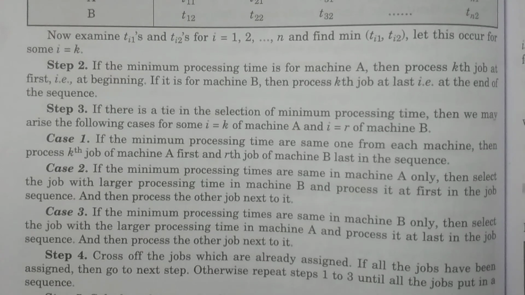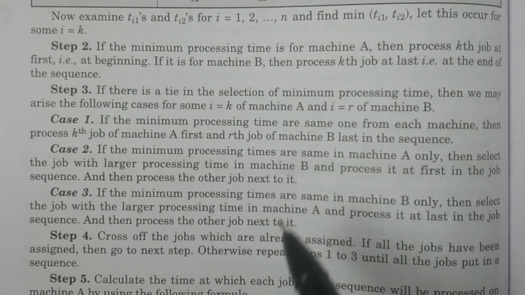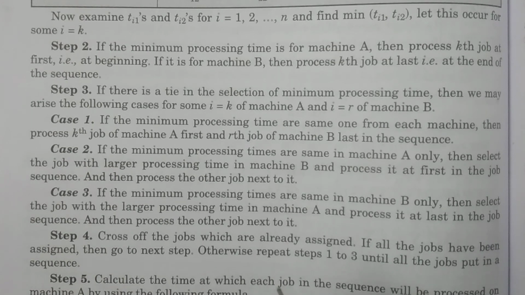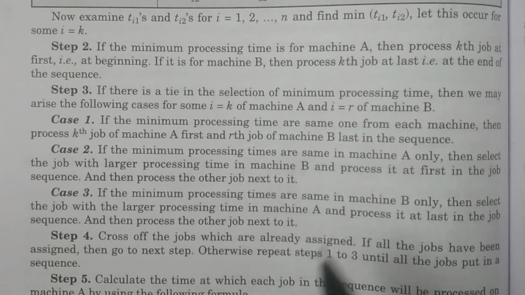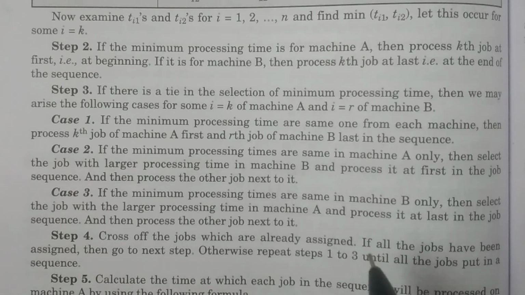These are the three cases, and this is the procedure to handle the number of jobs which have minimum processing times and are having a tie. Okay, or 2-3 jobs having a tie, then you have to follow this procedure to put them in the optimum job sequence, right?